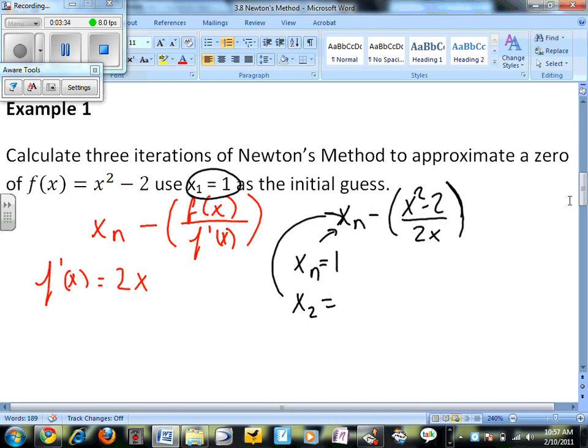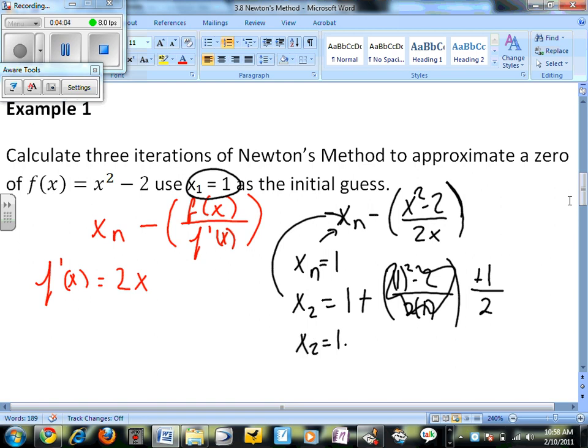Okay, so I'm going to plug in 1 minus 1 squared minus 2 all over 2 times 1. When I square 1, I get 1. 1 minus 2 is negative 1. 2 times 1 is 2. So this inside here became negative 1/2, cross the line, change the sign. So I get 3/2, which is 1.5. So x2 is 1.5.